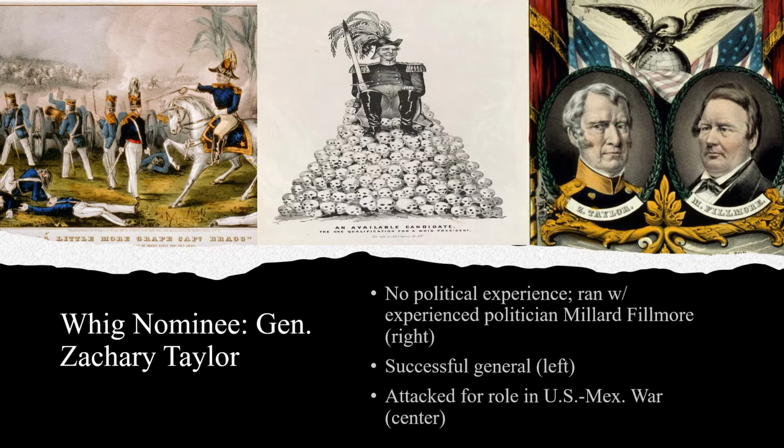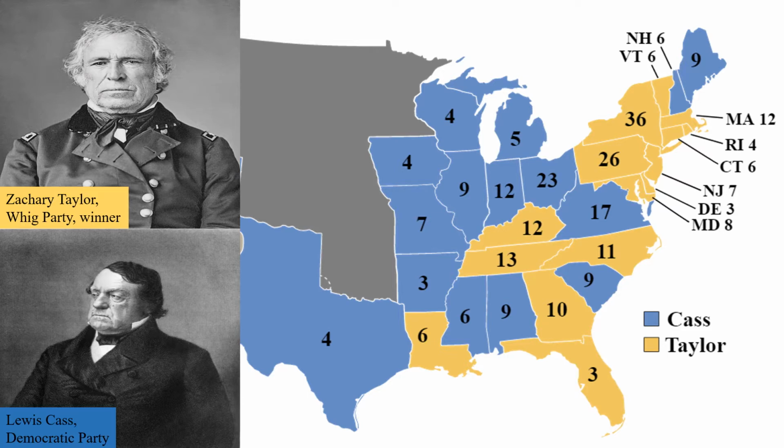For vice president, the Whigs chose Millard Fillmore, a northerner from New York and an experienced Whig politician. With this balanced ticket, the Whigs won the presidential election of 1848, winning the largest share of the popular vote and taking states in both the North and the South.